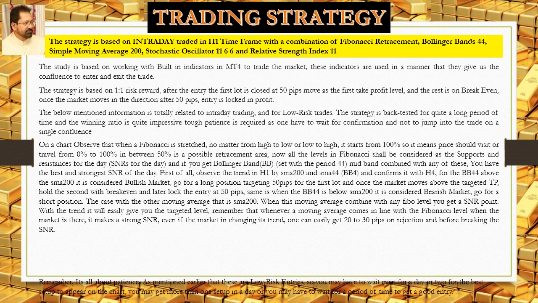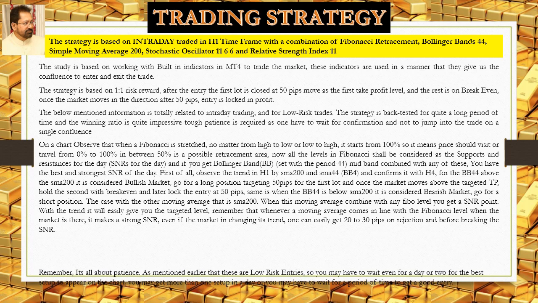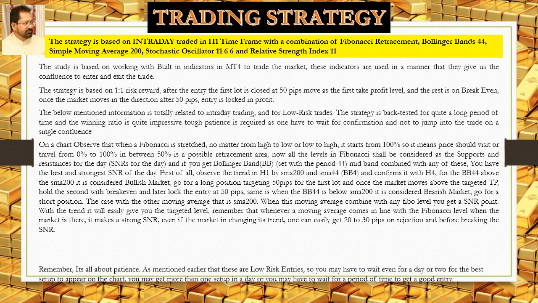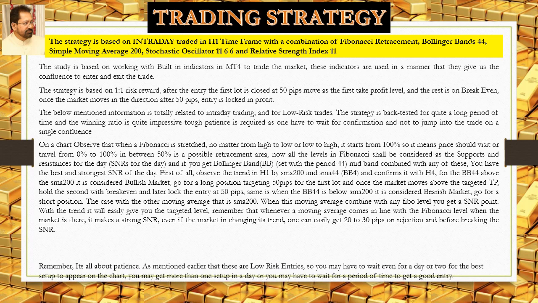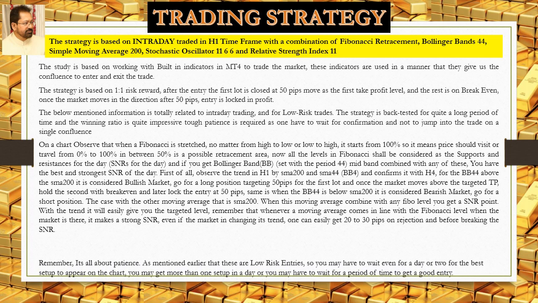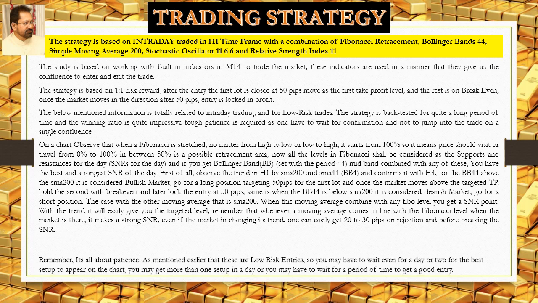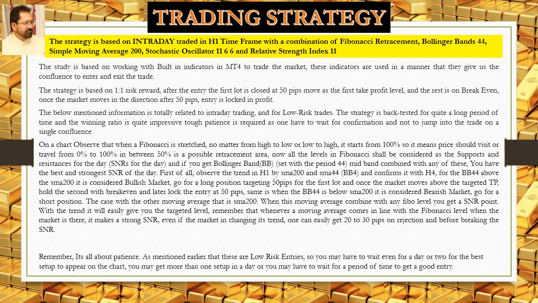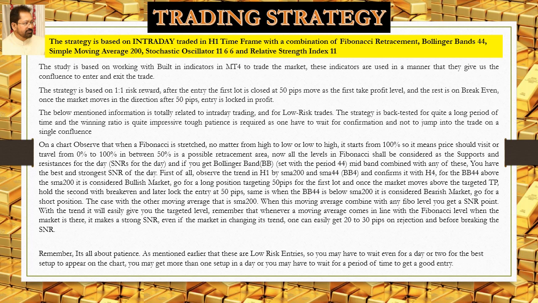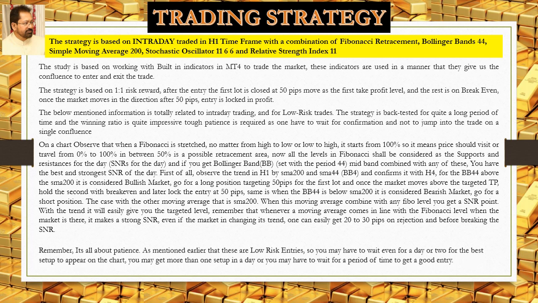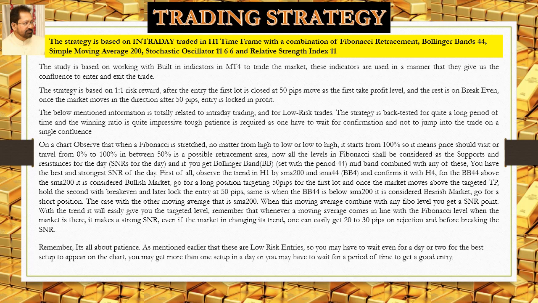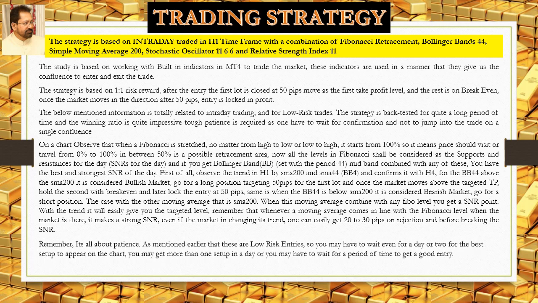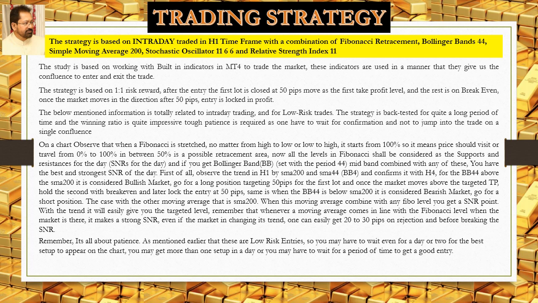The case is the same with the other moving average, SMA 200. When this moving average is combined with any FIBO level, you get an SNR point with the trend, and it will easily give you the targeted level. Remember that whenever a moving average comes in line with a Fibonacci level, it makes a strong SNR. Even if the market is changing its trend, one can easily get 20 to 30 pips on rejection before breaking the SNR. Remember, it's all about patience.